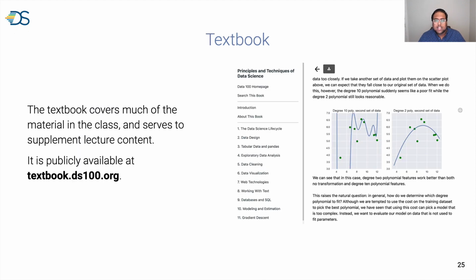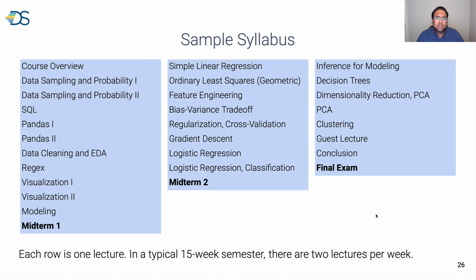In order to supplement the assignments and lecture material, we also have a textbook that was written specifically for this course, which is linked at textbook.ds100.org, and it serves as a really nice supplement to the lecture content, and it is constantly being worked on and refined. Here's an example syllabus for the course. As you can see, there is a little bit of flexibility in when topics are presented. Here, each row corresponds to one lecture, and in a typical fall or spring semester, there are 2 lectures per week. As you can see here, most of the toolsy content, so that's SQL, Pandas, regex, visualization, all appear together towards the beginning of the course, and most of the modeling content comes afterwards.